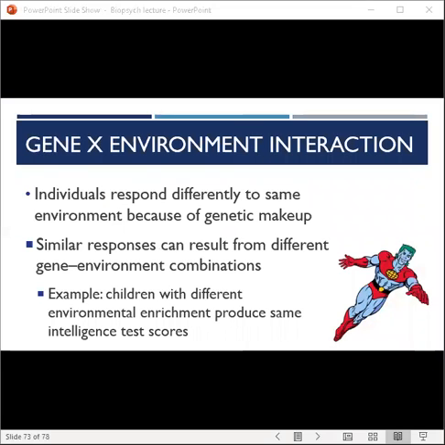So when the forces of genes and the environment combine, which they pretty often do, we end up with what's called a gene by environment interaction. What happens is that individuals might respond differently to the same environment because of genetic makeup.